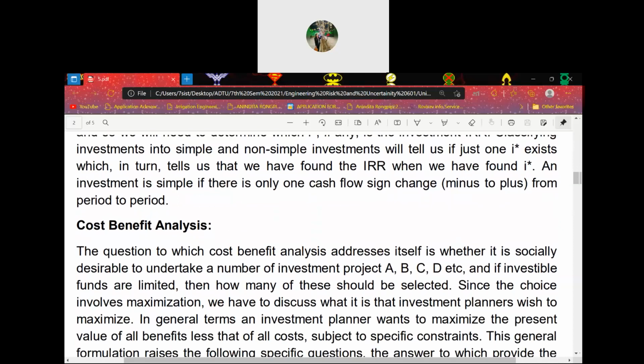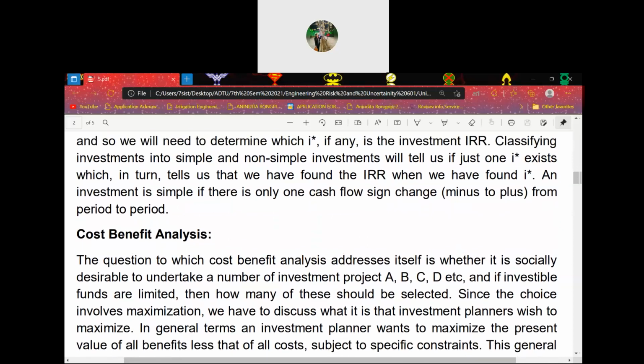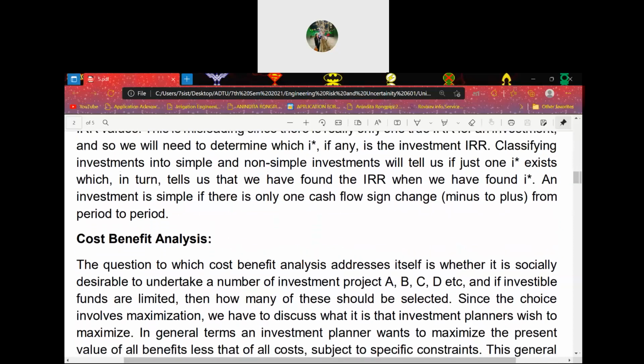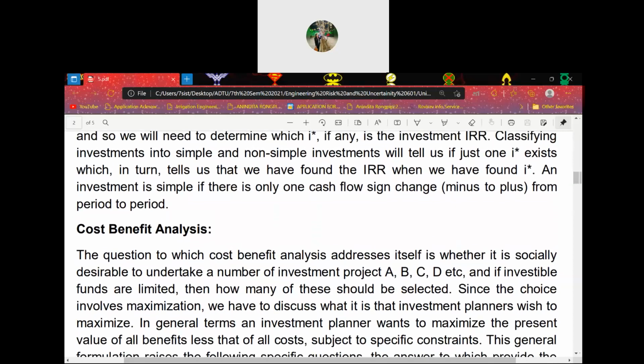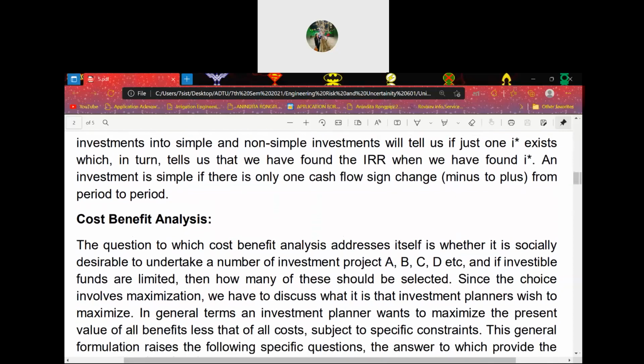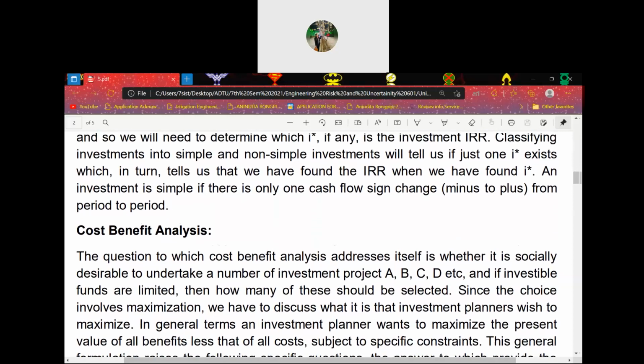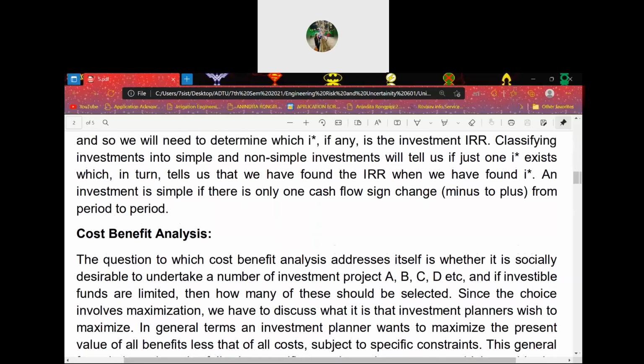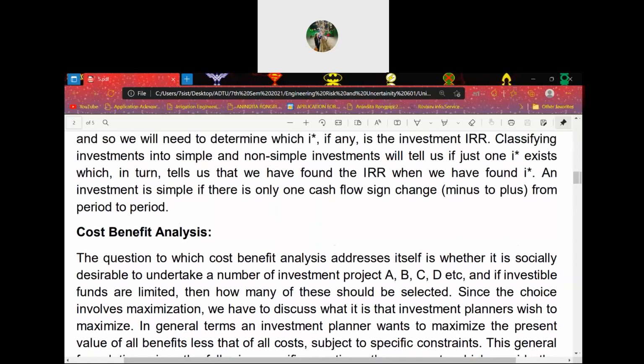Cost benefit analysis. The question to which cost benefit analysis addresses itself is whether it is socially desirable to undertake a number of investment projects, for example A, B, C, D, etc. And if investable funds are limited, then how many of these should be selected?